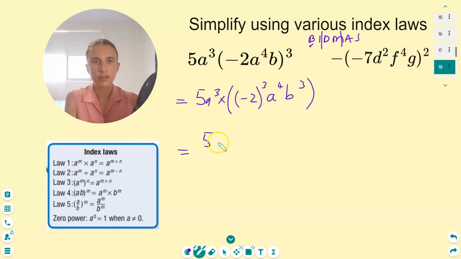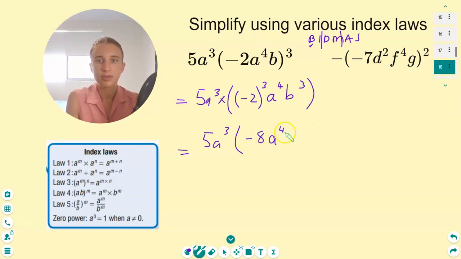But I think, first of all, we can write this pair of brackets simpler. So in my calculator, I'm doing negative 2 in brackets to the power of 3. Negative 8a to the 4 b cubed. That looks a bit simpler to deal with. Okay, so invisible multiply sign.